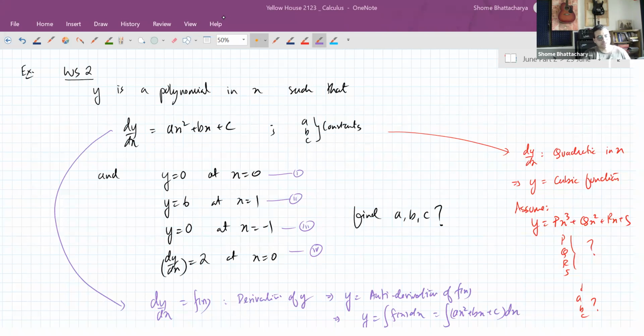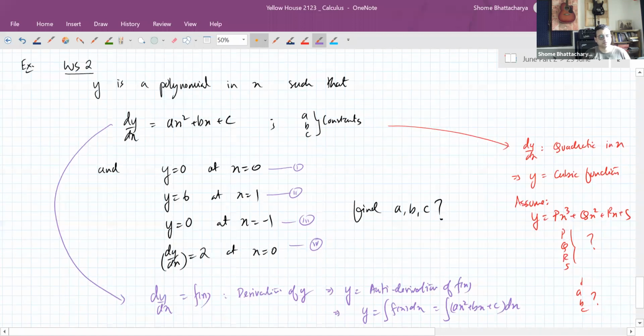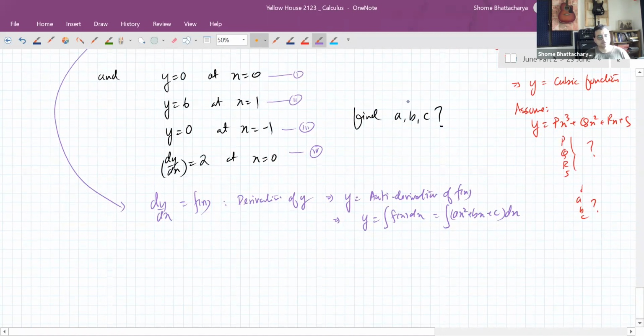Okay, yes, very good. That's correct. a is equal to 3, b is equal to 6, and c is equal to 2. And we will get y accordingly. So this is what our answer should be.